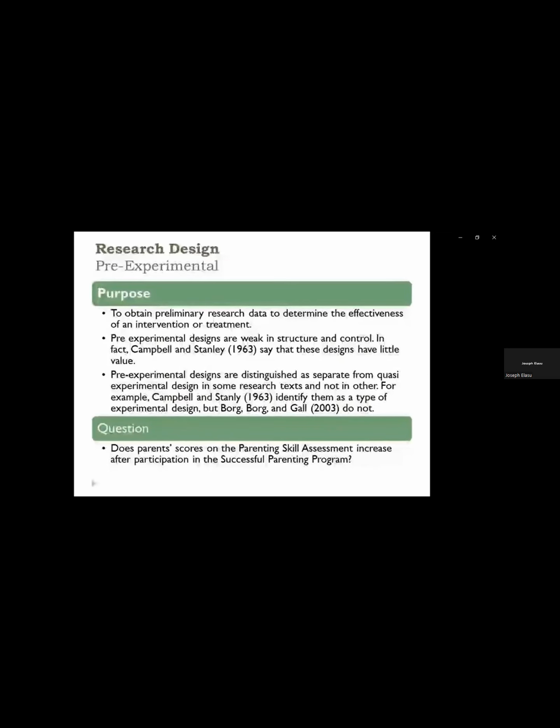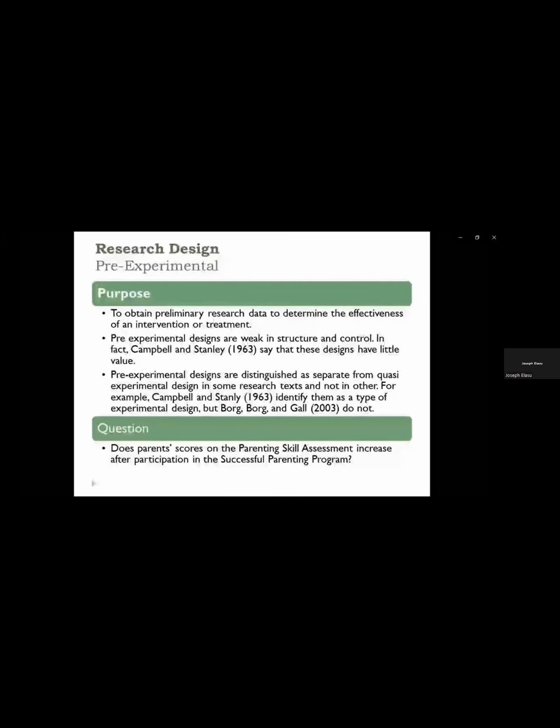It's important to note that pre-experimental designs are distinguished as separate from quasi-experimental designs in texts such as Campbell and Stanley, but not so much in Borg and Gall. So some research texts don't even acknowledge pre-experimental designs, or they wrap them into quasi-experimental designs or the quasi-experimental design discussion.